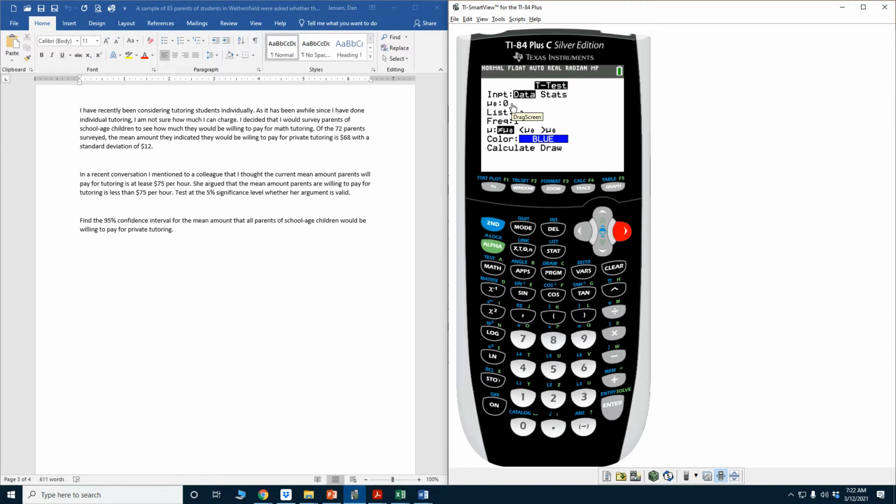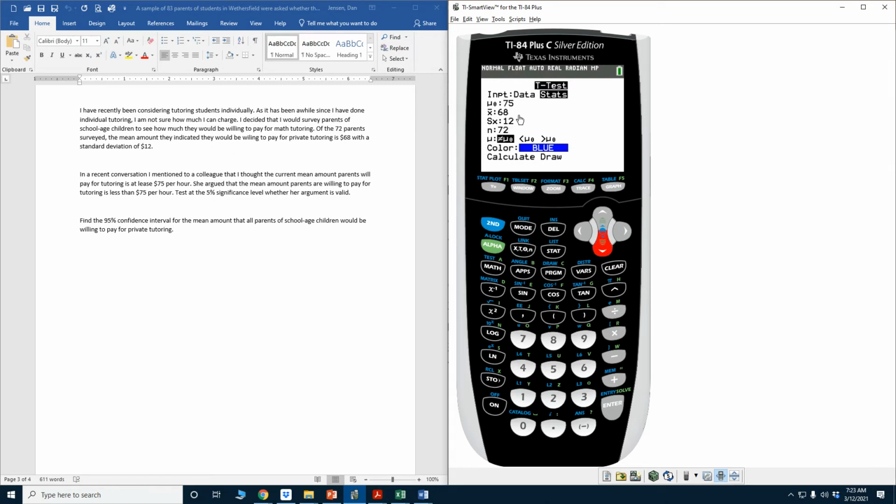I don't have the actual data here. I have my stats. Notice if I had the data, it would ask me what list my data is contained in, and I would have put my data in that list, and I would simply tell the calculator it's in list 1, list 2. I did a test here with my data in list 3. So instead what we have is the stats. And so my hypothesized mean, my null hypothesis is $75. I found a sample mean from the sample that I took, from the survey I took. I found a sample mean of $68 with a standard deviation of 12, okay? And I surveyed 72 parents.